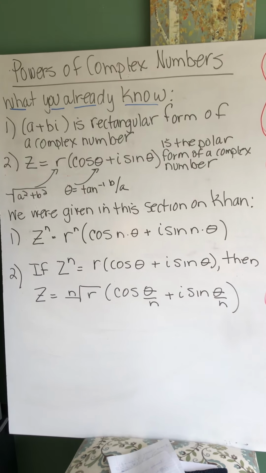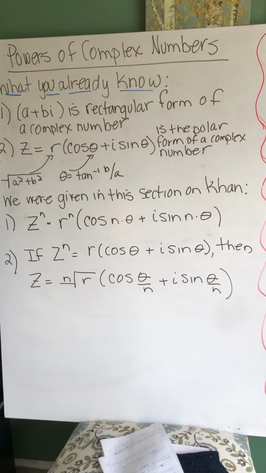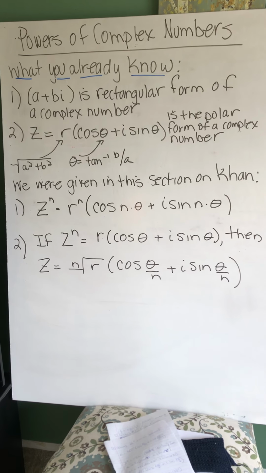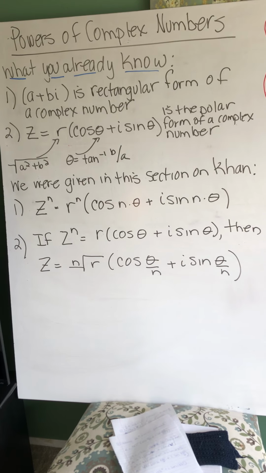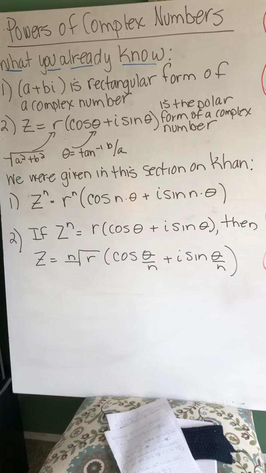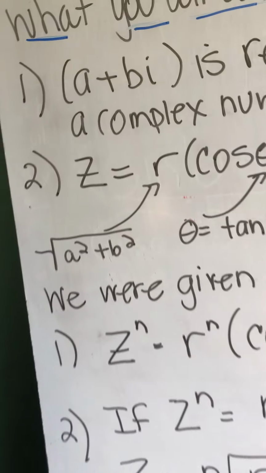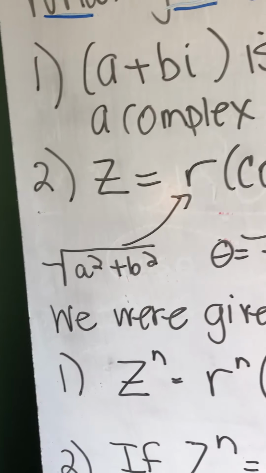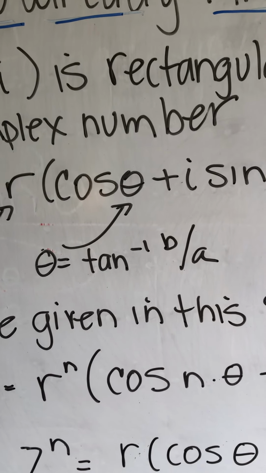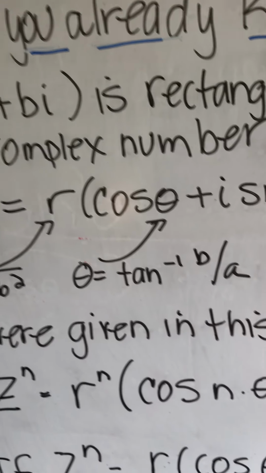Here's what you already know. A plus bi is the rectangular form of a complex number. That's number 1. Number 2, you know the polar form of a complex number. You did that last week. And you know how to find r. It's the square root of a squared plus b squared. And you know how to find theta, inverse tangent of b over a.